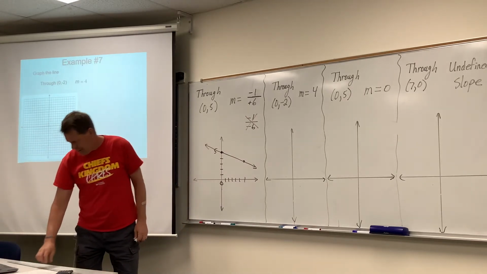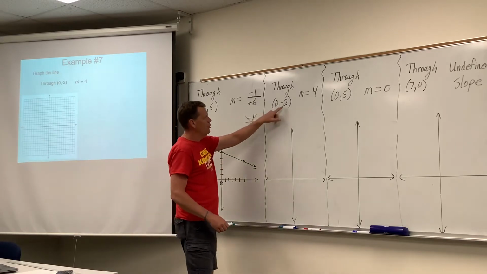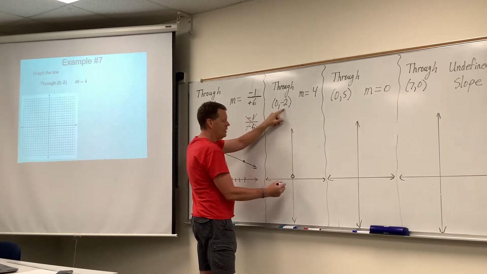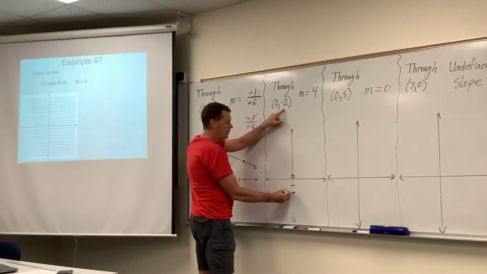There's the graph of that. And that has a negative slope, doesn't it? That's it. So that's example 6. Example 7, graph the line through the ordered pair 0, negative 2. So x would be 0, that'd be right here in the middle on the x-axis. Positive this way, negative this way. y is negative 2, and there's your beginning point.